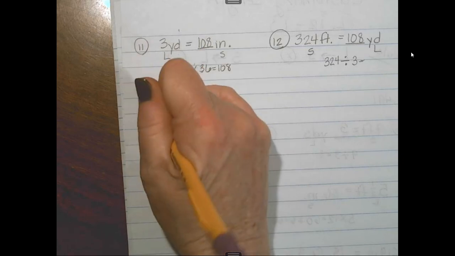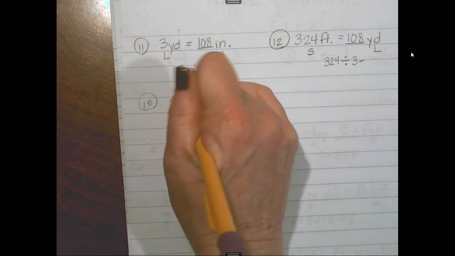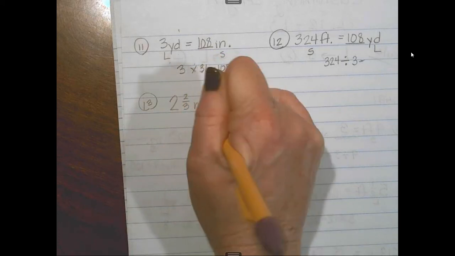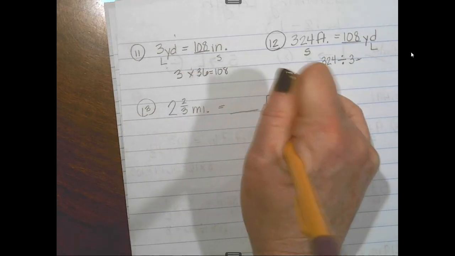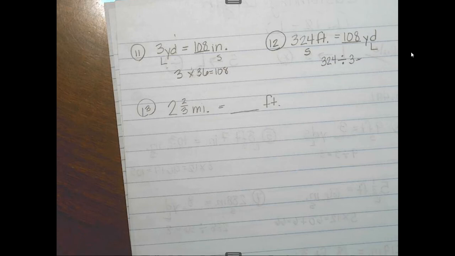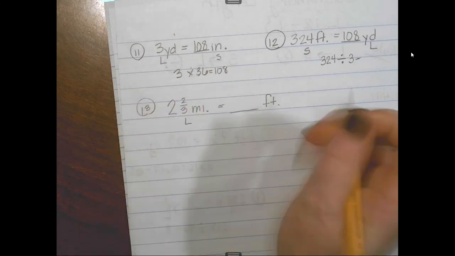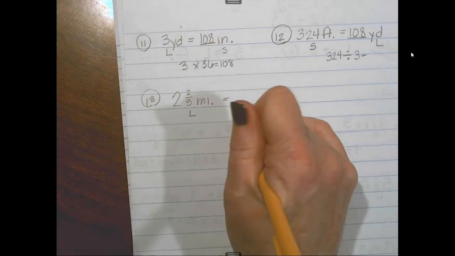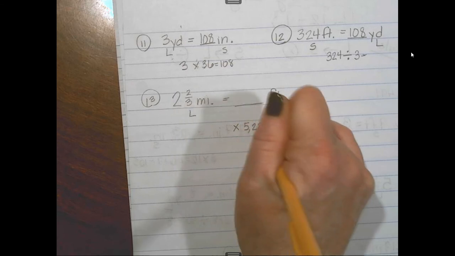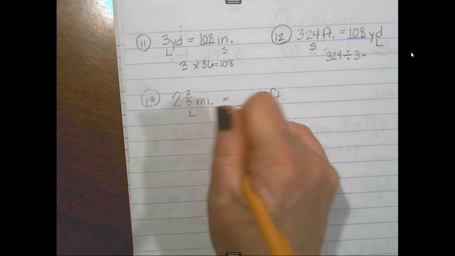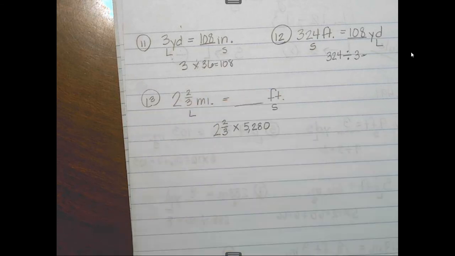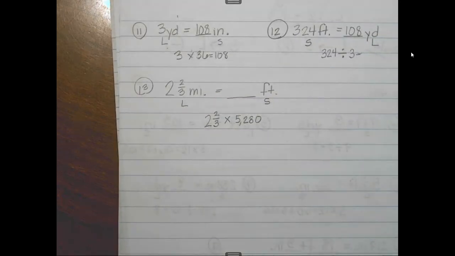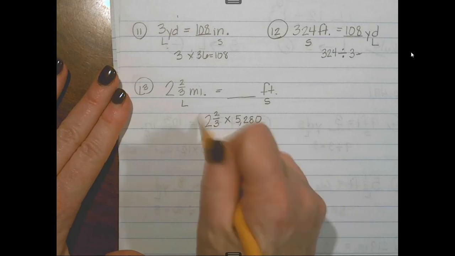All right, number 13. We have 2 2/3 miles, and we want to know how many feet that equals. I know that there are 5,280 feet in a mile. All right, and a mile is longer than feet, a lot longer. So when we go from larger to smaller, we're multiplying, and 1 mile is 5,280 feet, and we have 2 2/3. If we had our Texas Instrument calculators, this would be super easy. We could just put in and multiply a fraction. We don't. So I'm going to change this.